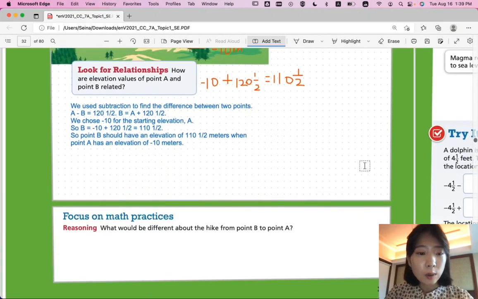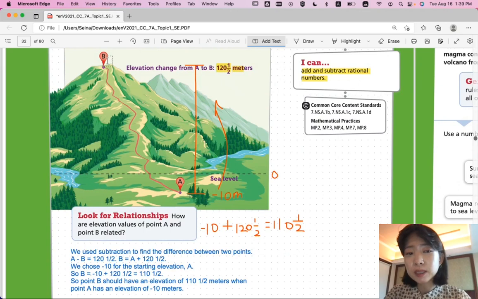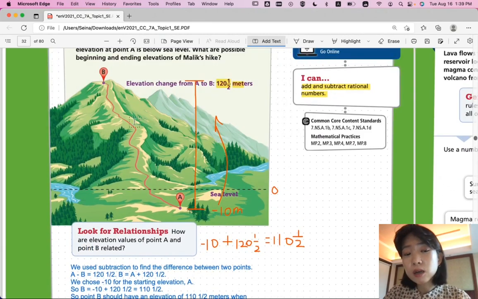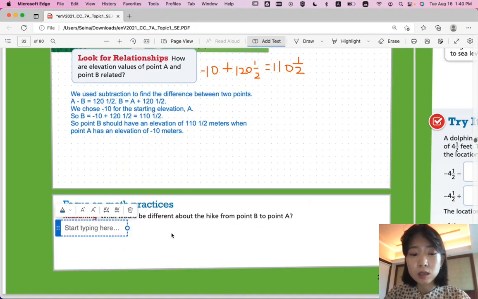Let's look for a reasoning. What would be different about the hike from point B to point A? Since point B is above sea level, right? B is above sea level, and point A is below sea level, the change in elevation should be negative. If you're going down from B to A, your change should be a negative number. So, yeah, so she's going to go down instead of going up, right? And negative represents going down.